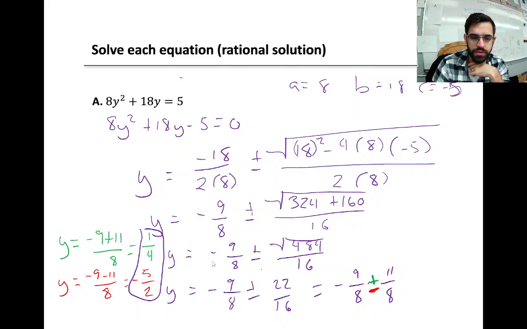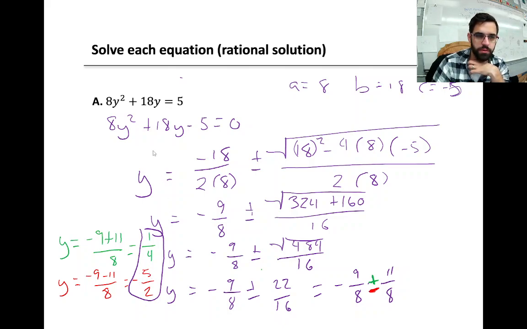So anyways, we get to negative 9 over 8 plus or minus 22 over 16, which means we could reduce that to negative 9 over 8 plus or minus 11 over 8. If we take the negative 9 plus 11 and write it over 8, we get 2 over 8, which is 1/4. If we take the negative 9 minus 11, we get negative 20 over 8, which reduces to negative 5 over 2. So 1/4 and negative 5 over 2 are the answers.